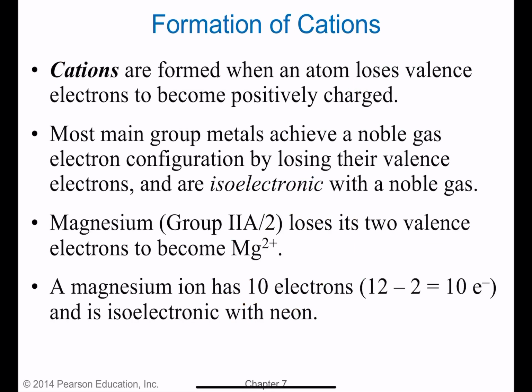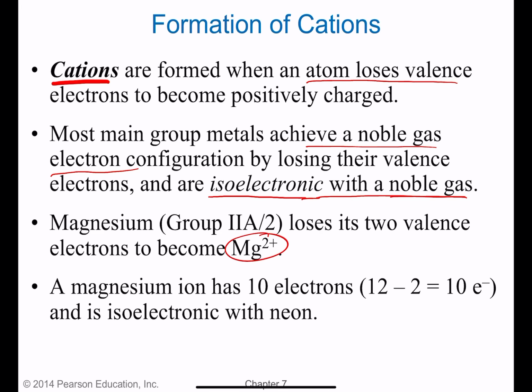And then just to review how we get ions in the first place, we introduced this term called cations. Cations are formed when an atom loses electrons, so that's essentially what happens with metals. They're doing this to achieve a noble gas configuration, or a complete outer shell of 8 electrons. And then we use this term isoelectronic to say that they have the same number of electrons, or the same electron configuration, as another element, in this case, a noble gas.